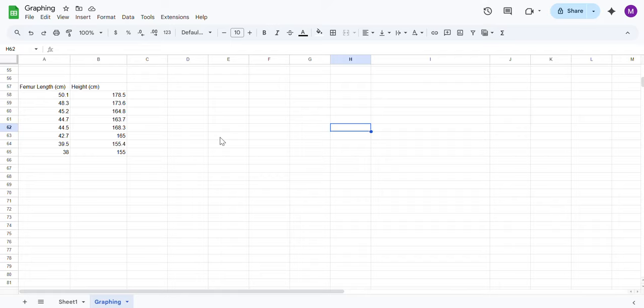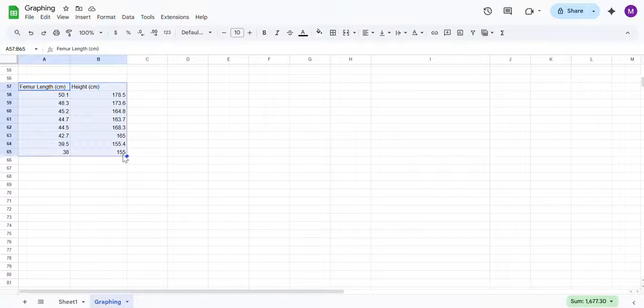This is a video on how to graph in Google Sheets to create a scatter plot with a line of best fit or a regression line. Same thing. Line of best fit and regression line are the same thing. All right, so you're going to have your data set, something like this.